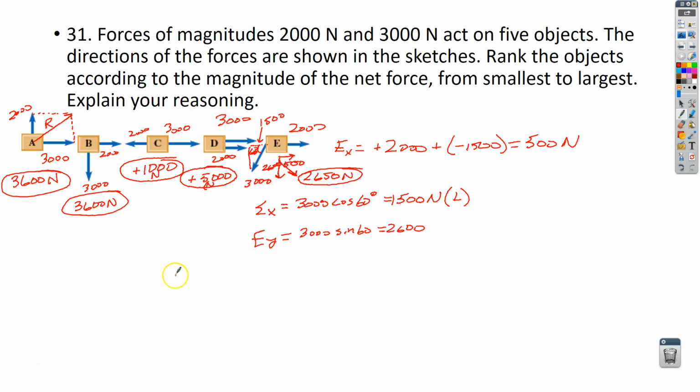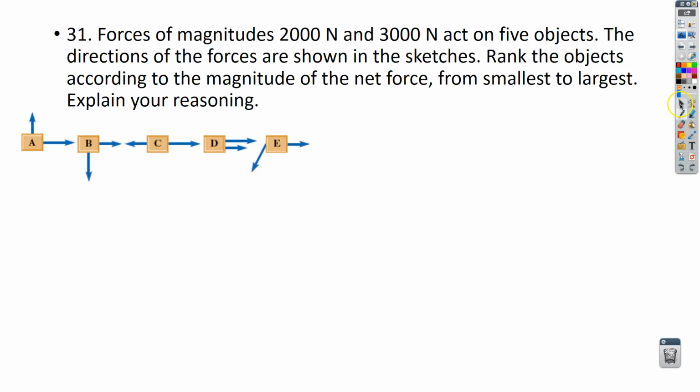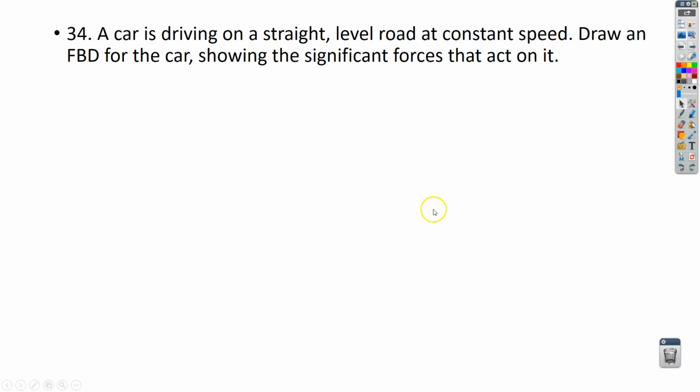So to rank these, from smallest to largest, we would have letter C, then we would have letter E, and then we would have letter A, and that one, remember, is equal to letter B, and then finally we have letter D, and so that one is number 31. Let's go ahead and switch to the next one.